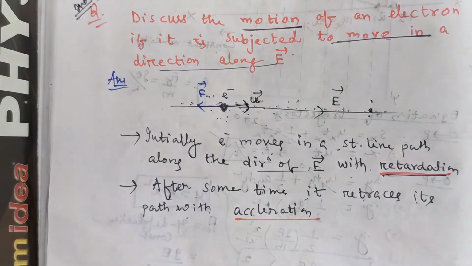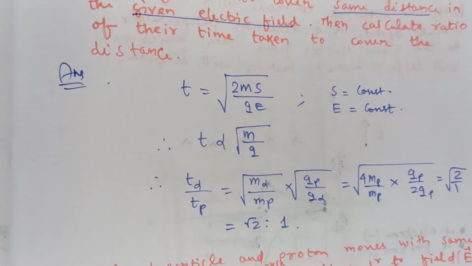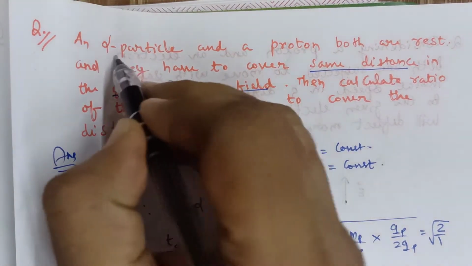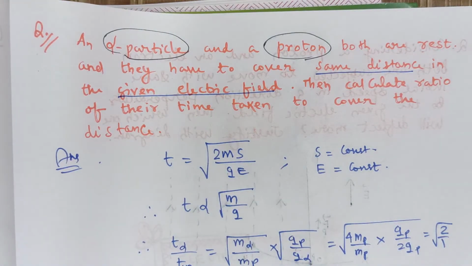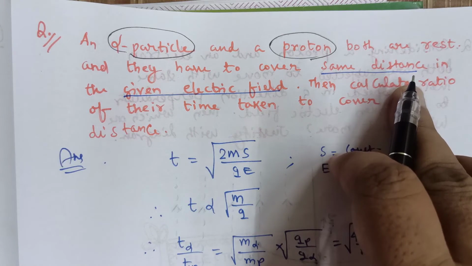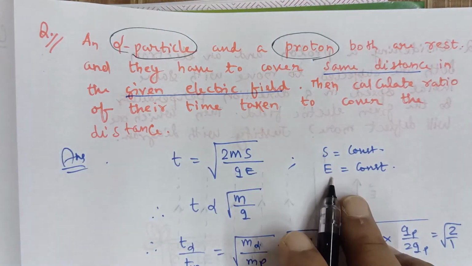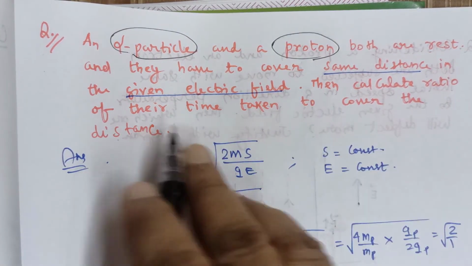Now we will go to another problem for you. The problem is like this: an alpha particle and a proton, that means you have to compare. The alpha particle is first, the second is the proton. Both are at rest and they have to cover the same distance. S is constant, in the given electric field, that means E is constant. Then calculate the ratio of the time taken to cover the distance.